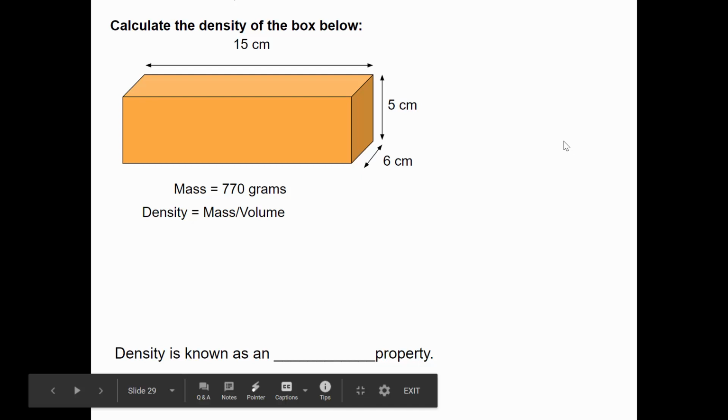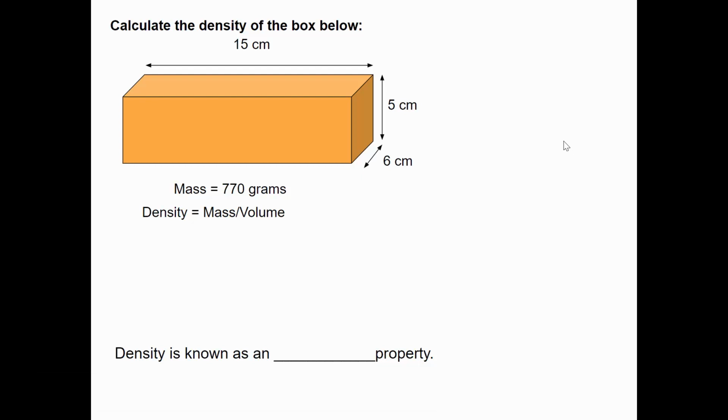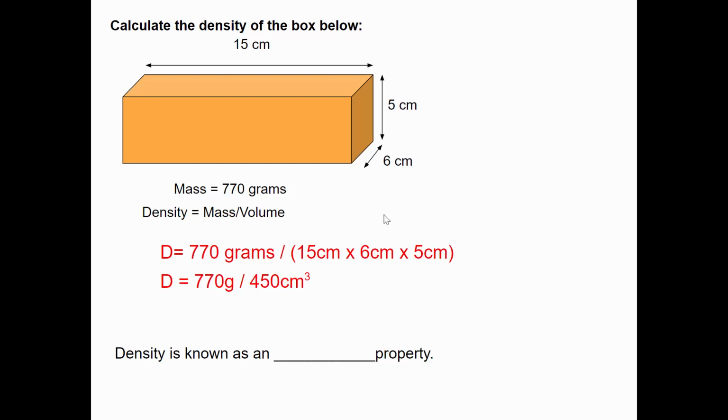Okay, so if we first start, I need the volume of this rectangular solid. I write the formula. So here it's combined in one formula. So the density is the mass, 770 grams, divided by the volume. The dimensions on this shape are 15 centimeters by 5 centimeters by 6 centimeters. That gives me 770 grams divided by 450 cubic centimeters for a density of, who got an answer?